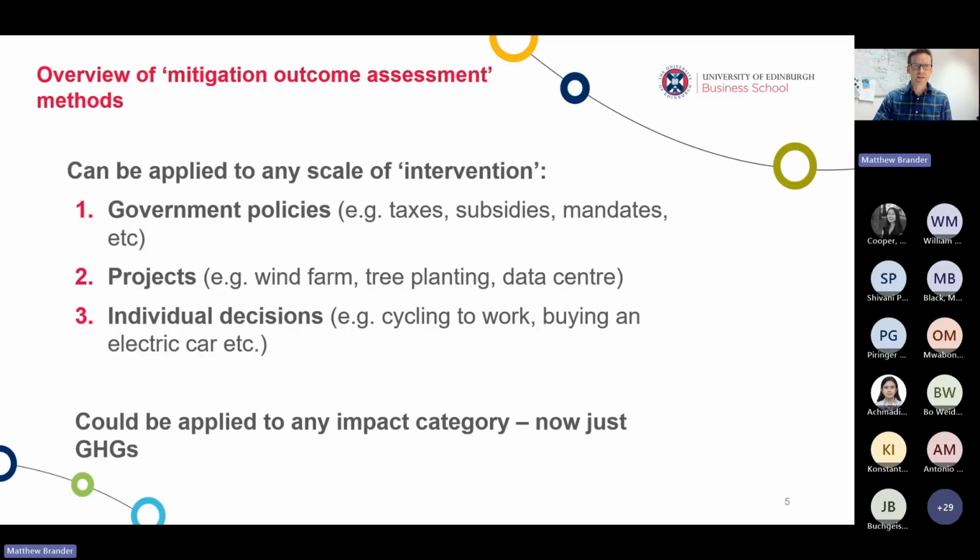And something else to note, and I should flag this: I'm going to be talking about it in terms of the quantification of greenhouse gas emissions and greenhouse gas removals, partly because that is generally the impact category to which this method has been applied. It also happens to be the focus of my own research, so I tend to think in terms of carbon accounting and greenhouse gases. But that's not to say that you couldn't apply the structure of this method to any impact category. I'm just inevitably going to be talking mostly about greenhouse gases.